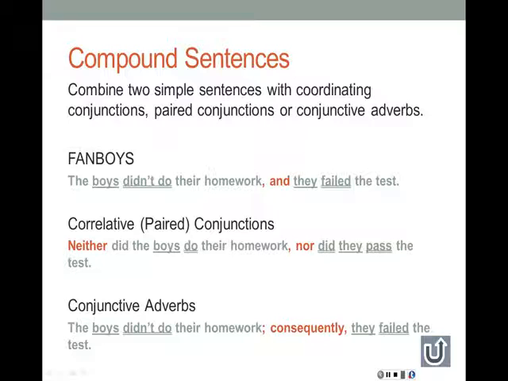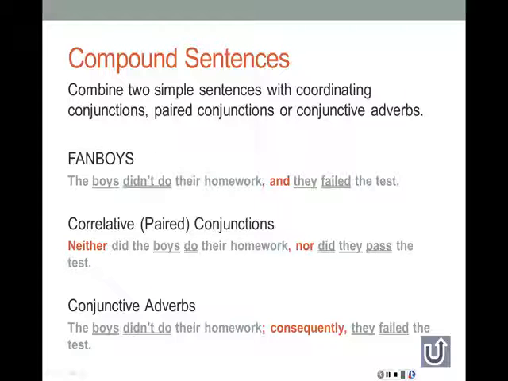You can also use correlative or paired conjunctions to combine simple sentences. See the second example. Neither did the boys do their homework, comma, nor did they pass the test. The most common paired conjunctions are neither/nor, either/or, and not only/but also. Notice in the example that neither starts the sentence and nor connects the sentences with a comma.